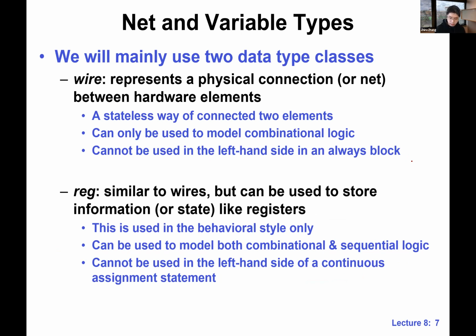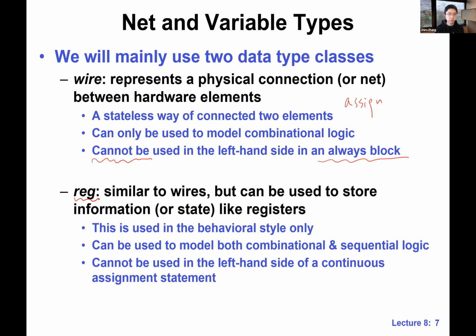So this is wire. And for wire, when we do assign, continuous assignment, we can only assign to wire, for conditional logic. So this is one important thing. And we cannot use a wire signal in an always block. When we assign to a signal in an always block, we always need reg.